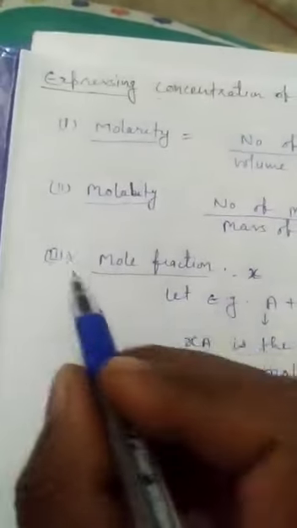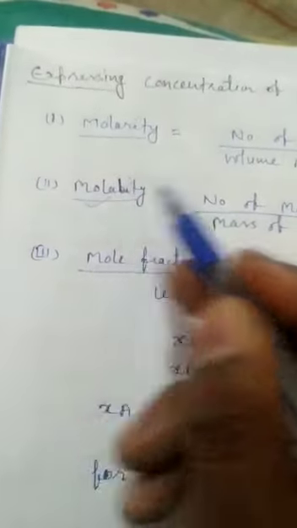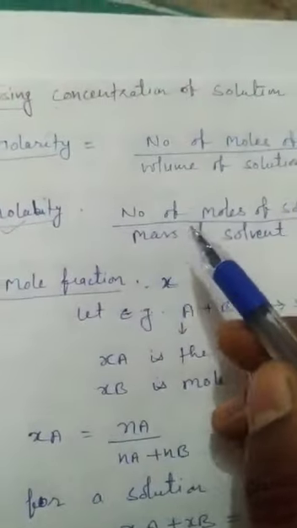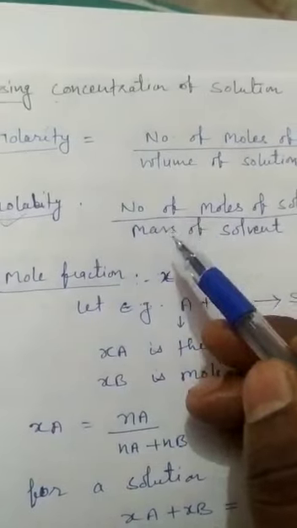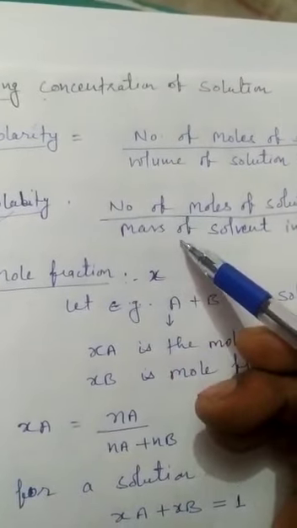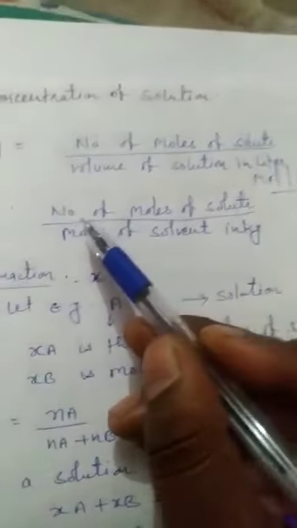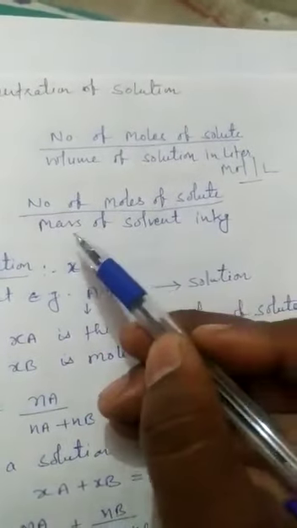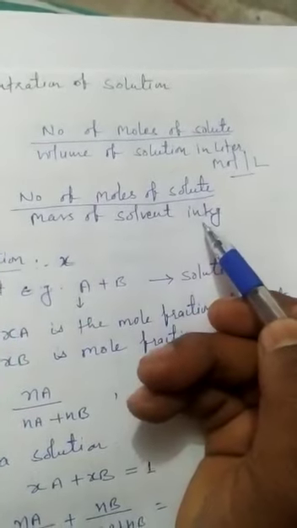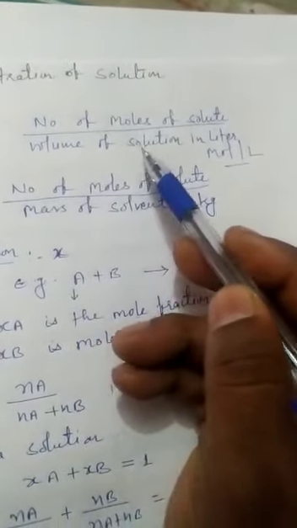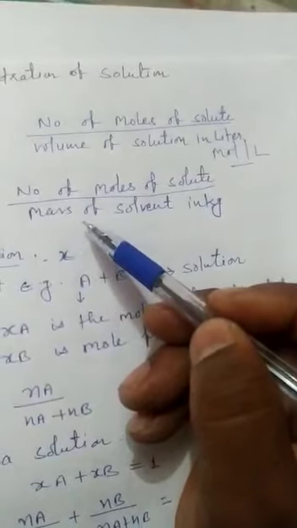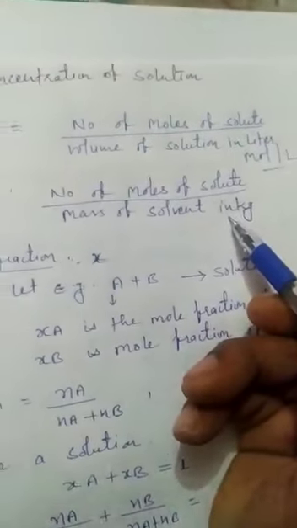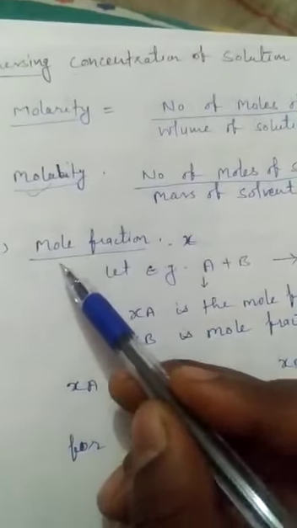Now come to the second point, molality. Molality is the same as molarity, but the difference is that there it is volume and here it is mass. So molality may be defined as the number of moles of solute divided by the mass of solvent in kg. In molarity it is the volume of solution in liter, but in terms of molality, the solvent is taken in kg.